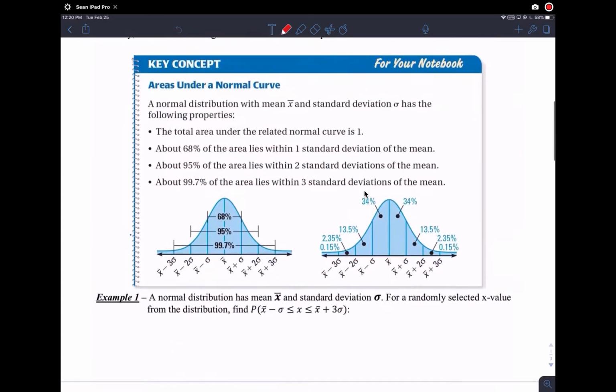But yeah, so I don't think for one of the classes, maybe A block, we didn't go over this part of it. And so just realize that we can't just call something a normal curve because it looks like this. It has to meet specific criteria, and some of the specific criteria is that it needs to follow the 68, 95, 99.7 rule, which means that 68% of the data needs to be between 1 and 2 standard deviations of the mean.